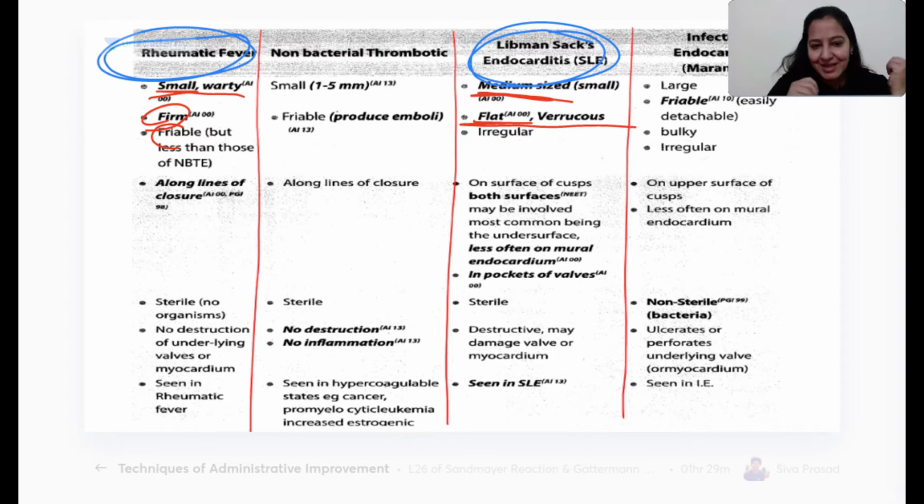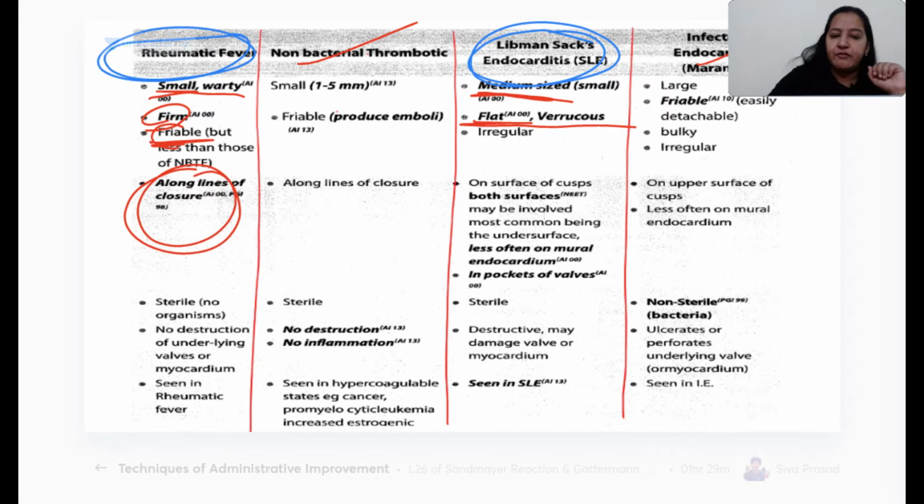So which of the two has more friability? Both are friable but less. So rheumatic is also friable. Libman-Sacks is not very friable, but you can say there is a small amount of friability. The main feature of friability is in NBT and infective endocarditis. Here friability is not important. Here vegetations will not break and go ahead, but in the rest of the 2 endocarditis, vegetations will break and go ahead. So friability is not an important feature here.